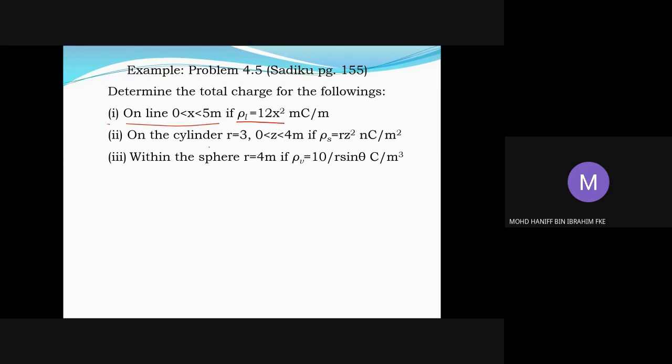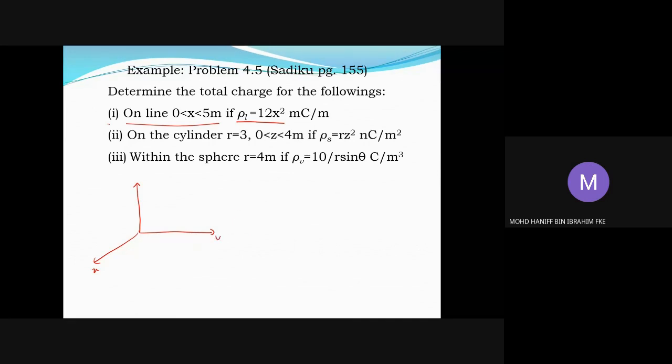In this particular case, case number 1, we are dealing with a line charge distribution because we have rho L, and when we see the unit, millicoulomb per meter, it is confirmed that this is a line charge distribution. The given charge is located on this particular line of x from 0 to 5 meters. If I sketch the coordinates, based on these given problems we know that we are dealing with the Cartesian system. All the time, please choose the suitable system of coordinates to solve the given problems.